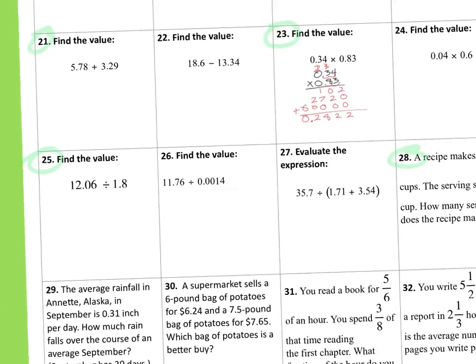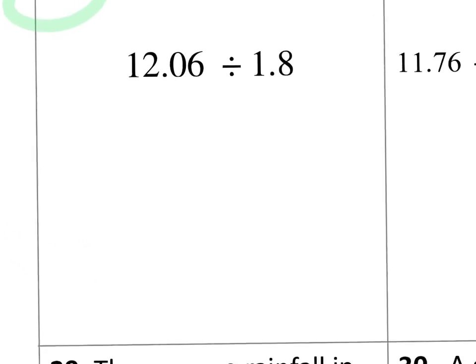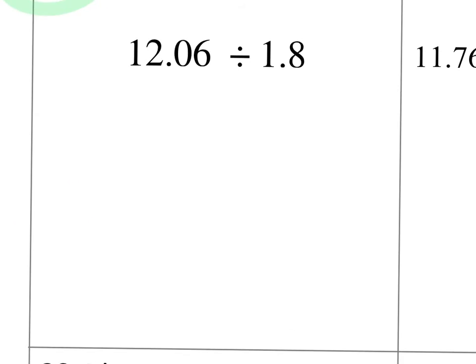Okay, now we're going to do some division with decimals. I'm going to set this up first. Again, this is 12 and 6/100ths being divided by 1 and 8/10ths. Remember, we are going to move the decimal one place this way, so we have to move it one place this way and then directly above. So it's going to be right there.